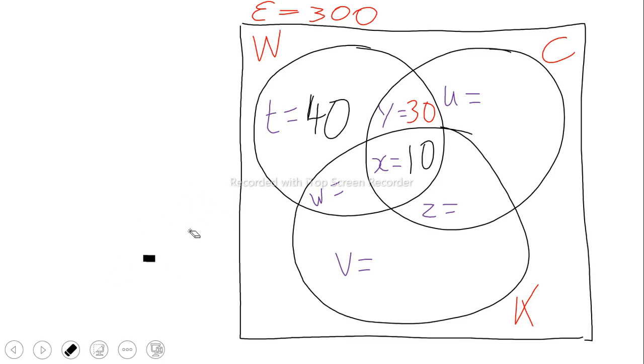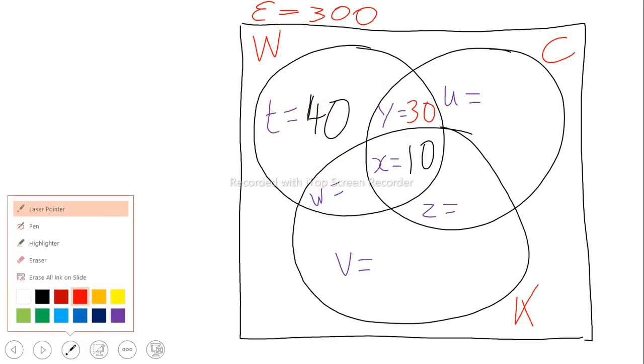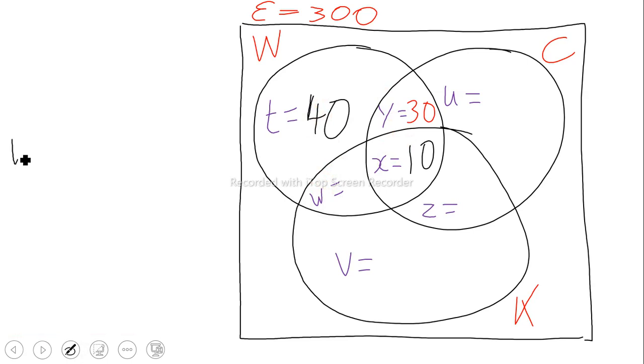Now, let's try to figure out what W is. We know that altogether, how many read War and Peace altogether? 100. So if we're trying to figure out what W is, what must we do? We need to add them all together. Good. So W is going to be equal to 100 minus 40 plus 30 plus 30 plus 10.